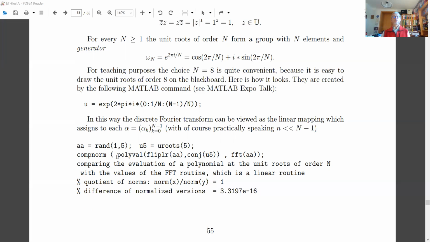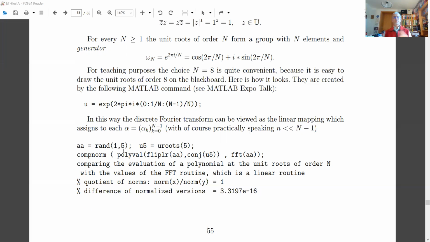So what is the first part, which is the interesting part? Polyval flip left right of A at the conjugate of the unit roots of order n. So it's an evaluation command of the polynomial with the coefficients flip left right of A. Remember, I took a real-valued random coefficient vector, so that's why I used flip left right. You might have column vectors, then please take flip up down. But you revert the order. And then you're going through the unit roots of order n not in the usual, mathematically positive sense, but in the opposite sense. So you go in the clockwise sense.